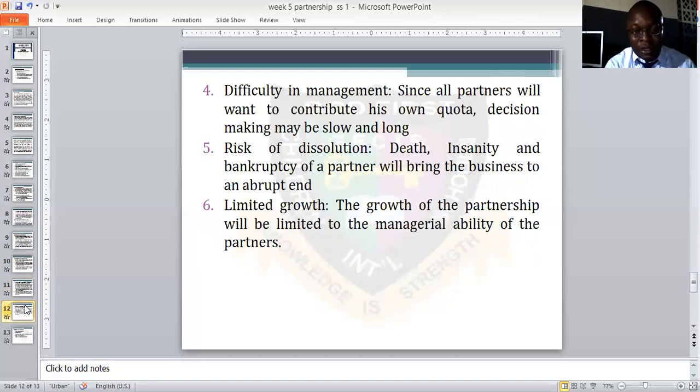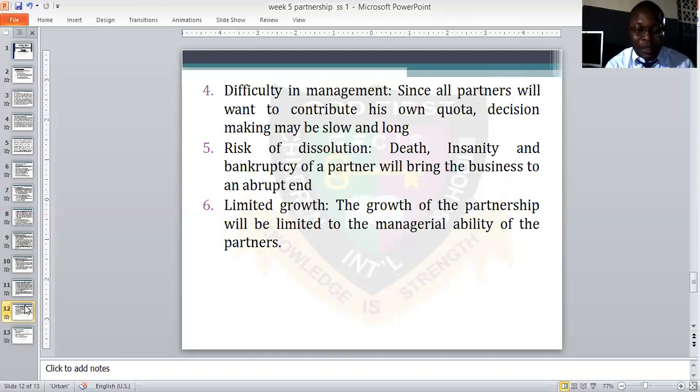Then they also have difficulties in management. Since all partners will want to contribute his own quota, decision making will be slow and long. It will take a long process for them before they can take a look into the management, how they are planning and organizing the resources of the partnership business. So it may take a long period of time.